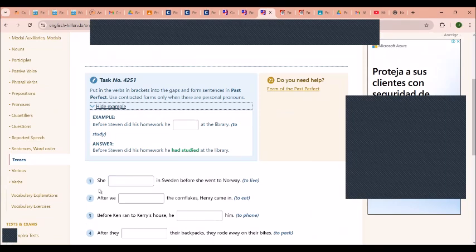He had lived. Remember, you're using your verb in the past perfect form. She had lived in Sweden before she went to Norway. Right. Melissa, number two.